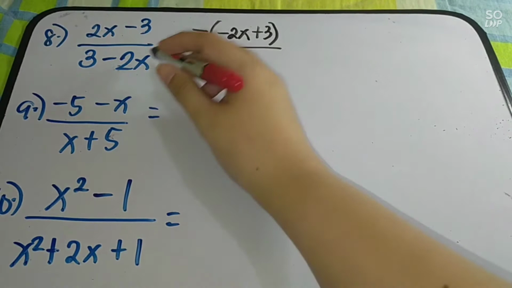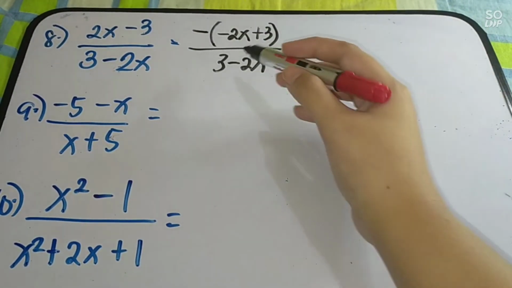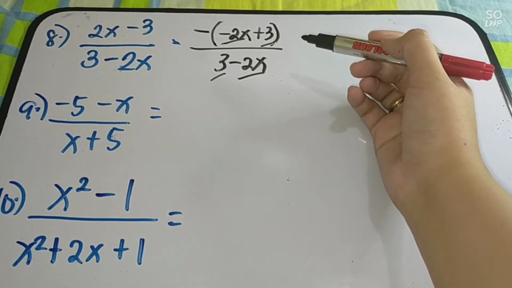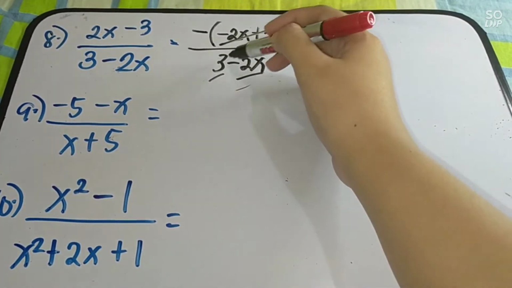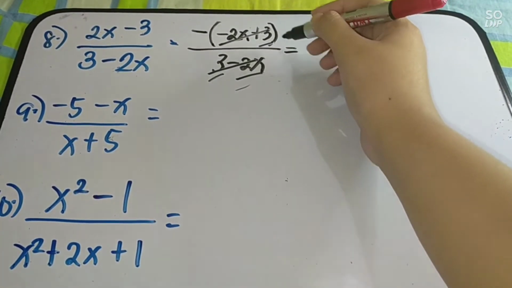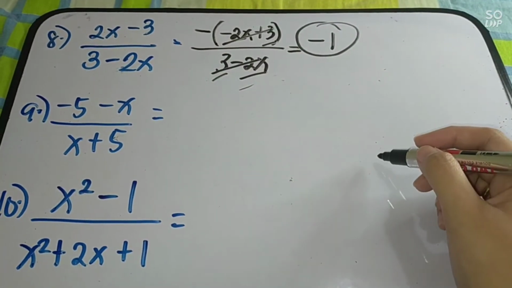Over. So, ito, just copy. 3 minus 2x. As you can see, parehas na siya. Positive 3, negative 2x, negative 2x. So, kung parehas na siya, pwede nating i-cancel out na yan. So, magiging 1 na lang yan. So, ang magiging sagot is negative 1. That is it. Is it clear?